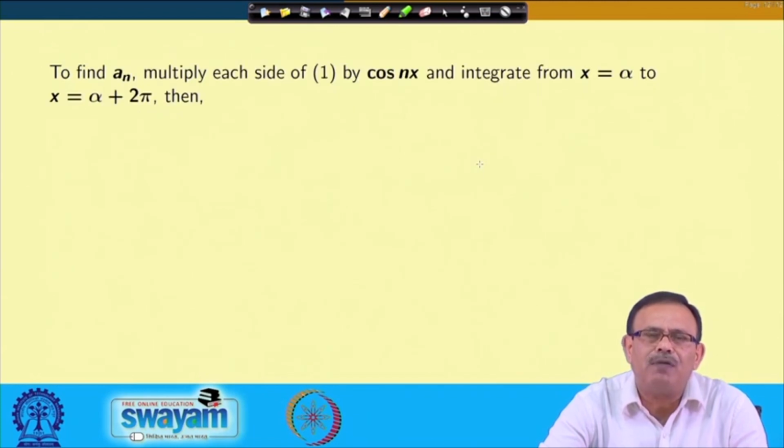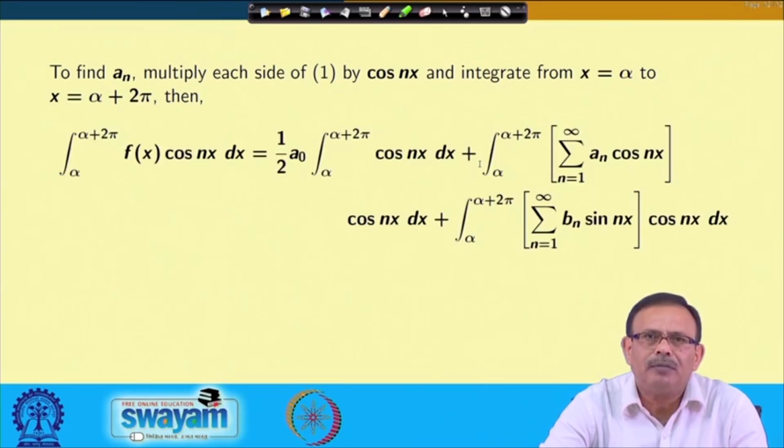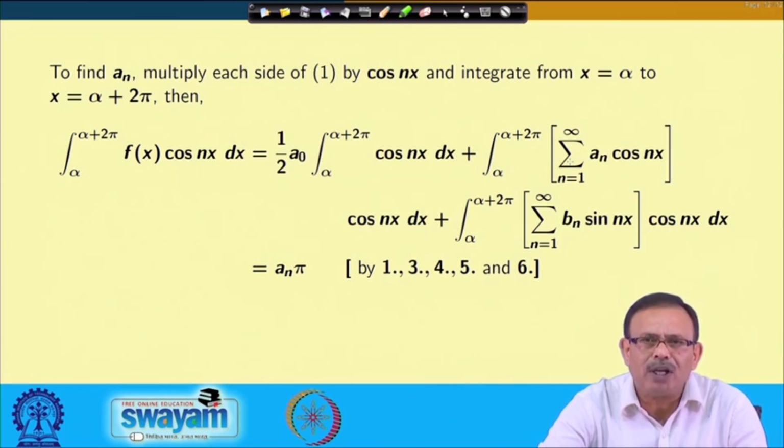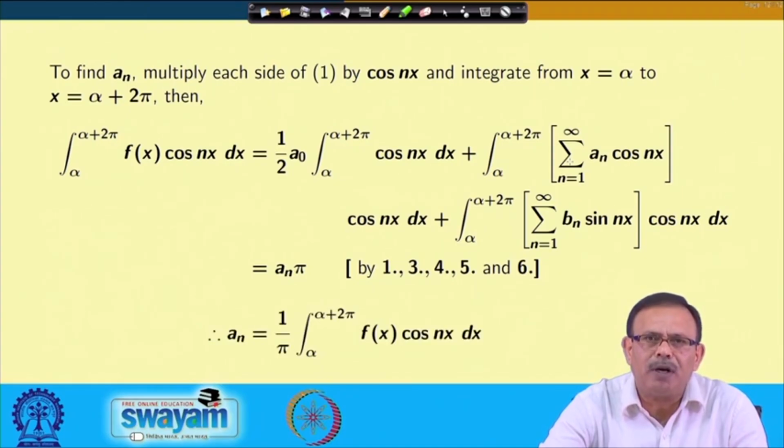Similarly, to obtain the value of a n, I will multiply both sides of equation 1 by cos nx and integrate from alpha to alpha plus 2 pi. Then you will obtain this integral. Here again, the first integral and the third integral both will be 0. Only for the second integral we will get a term for a n, that is a n into pi, and all other terms will also be 0. So, once I am getting a n into pi, I will obtain a n equals 1 by pi integral from alpha to alpha plus 2 pi of f(x) cos nx dx.